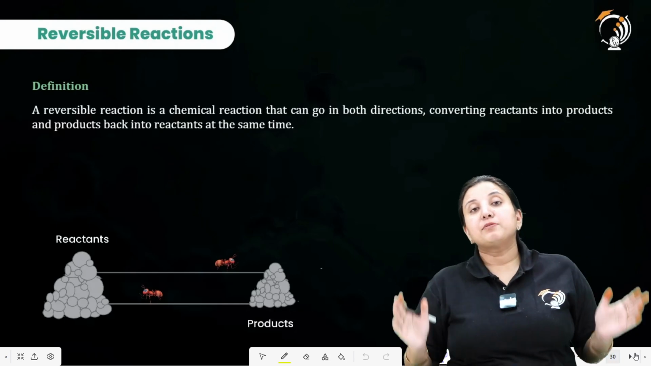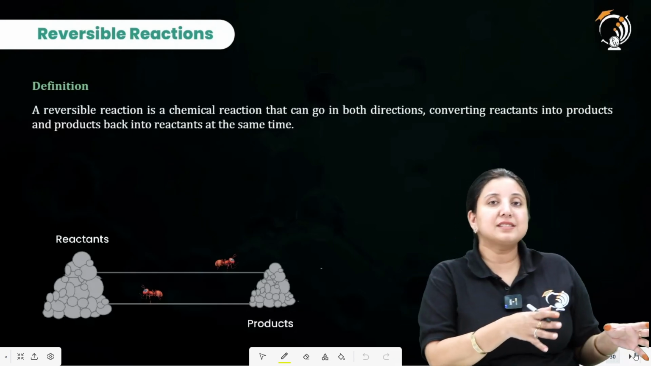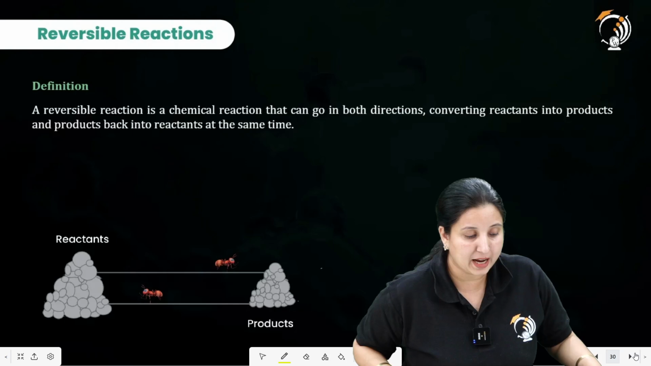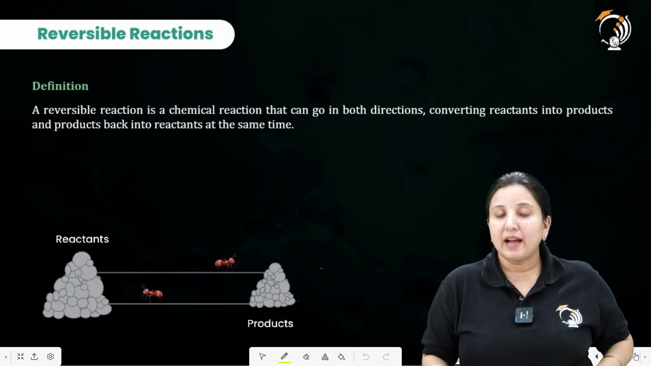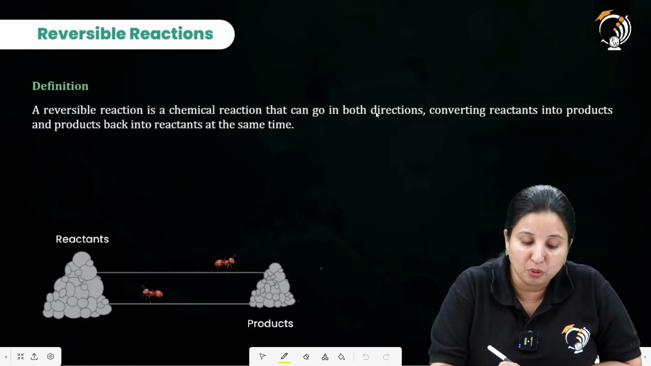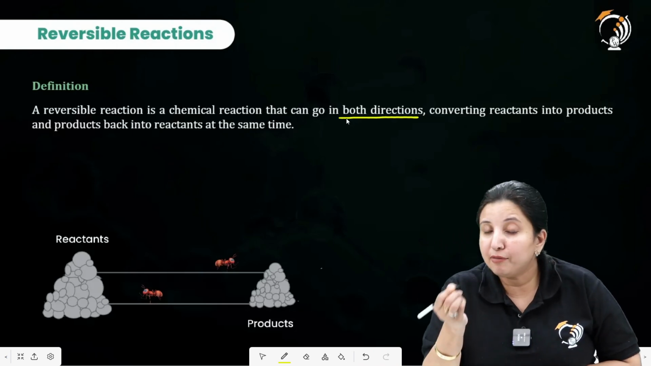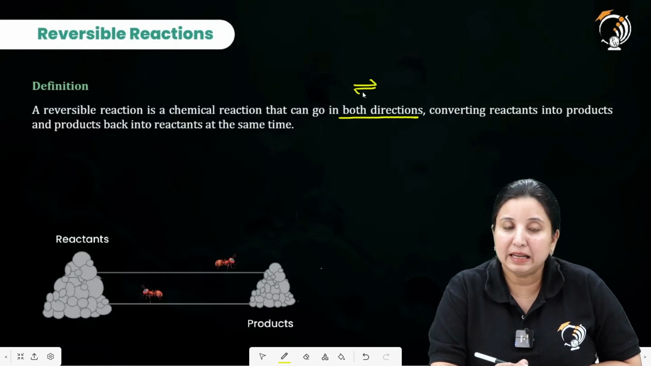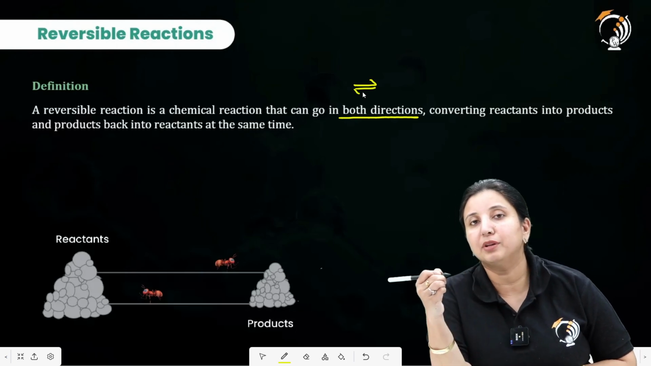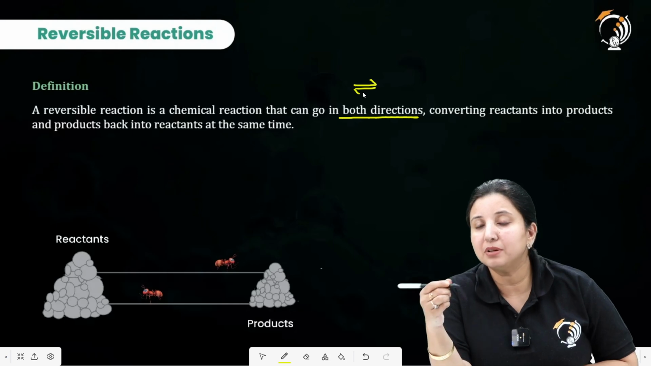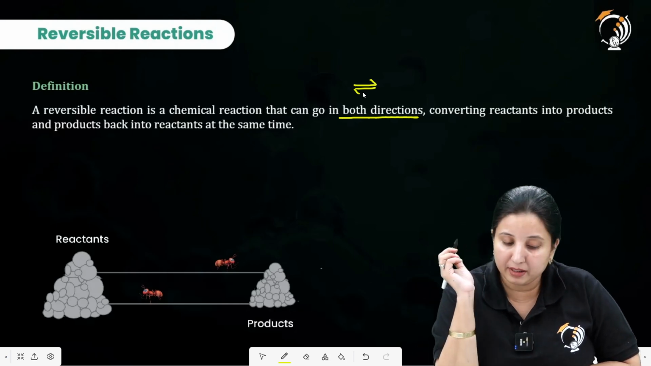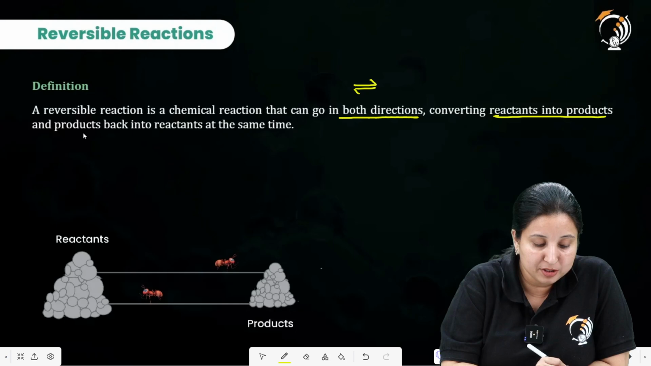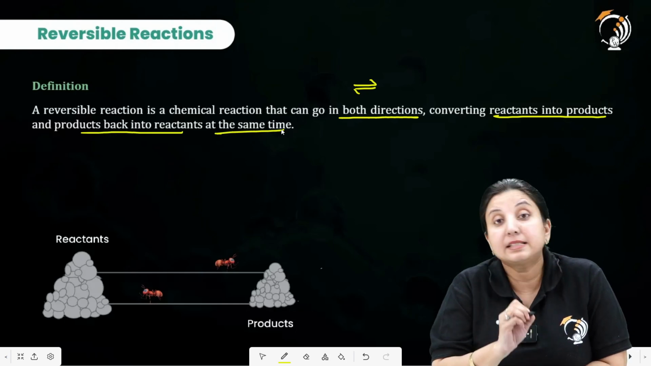Then we have two types of reaction. One reaction is reversible and the other is, of course, irreversible. Now what are these reactions? Reversible reactions are chemical reactions that can go in both directions. If you have ever noticed the double-sided arrow in a reaction, it means that the reaction can go in the forward direction, and the same reaction can also go in the backward direction, converting reactants into products and products back into reactants at the same time.